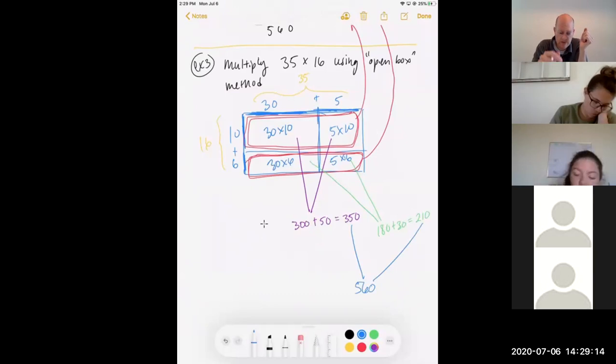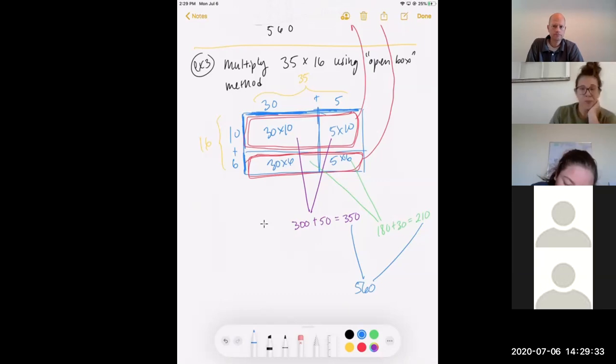So that's the open box method, where you can add them up any way. You don't have to make these lines to connect, but you just separate it into the partial products using more of a diagram instead of just numbers. Any questions so far? Yeah.